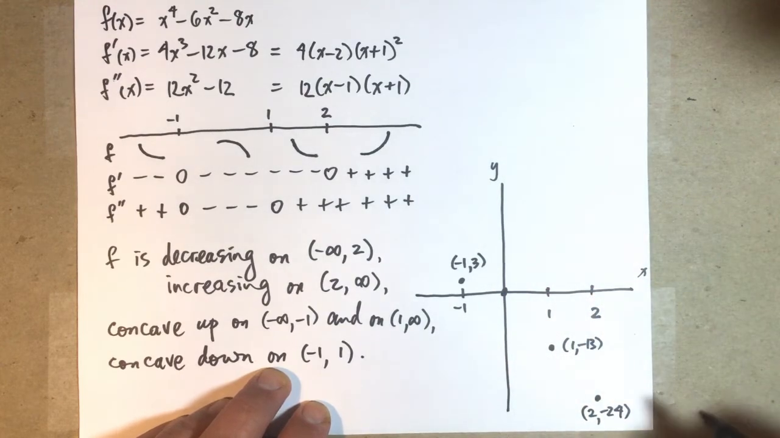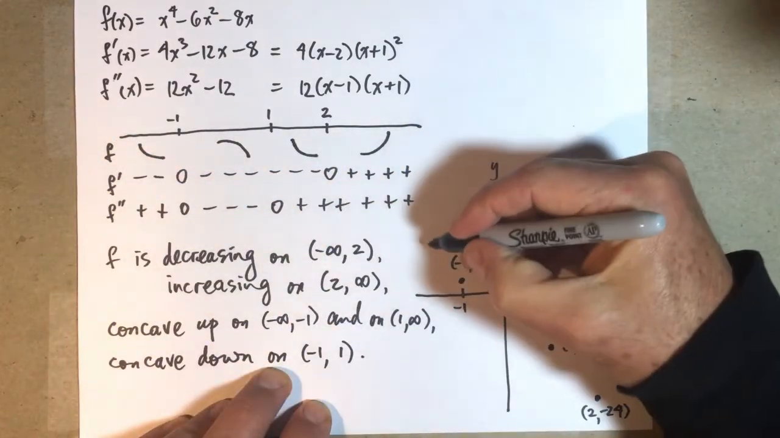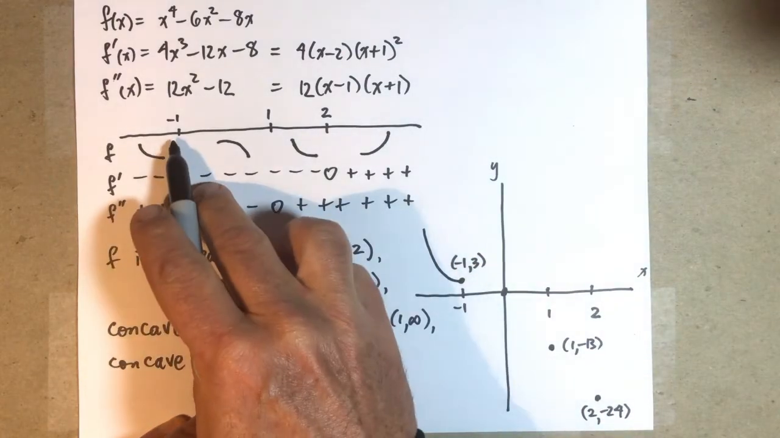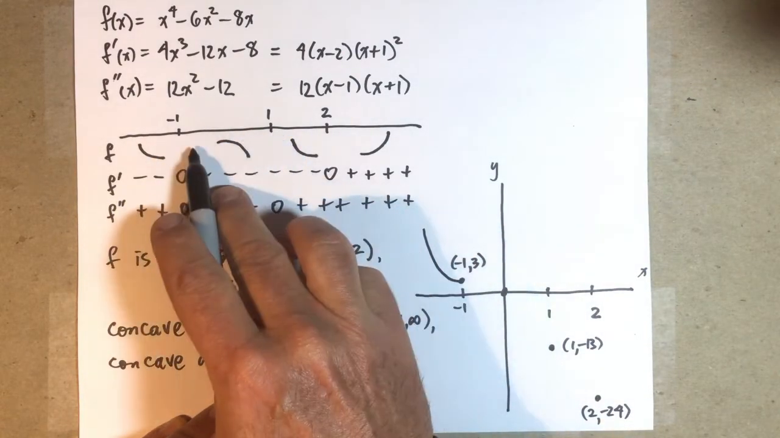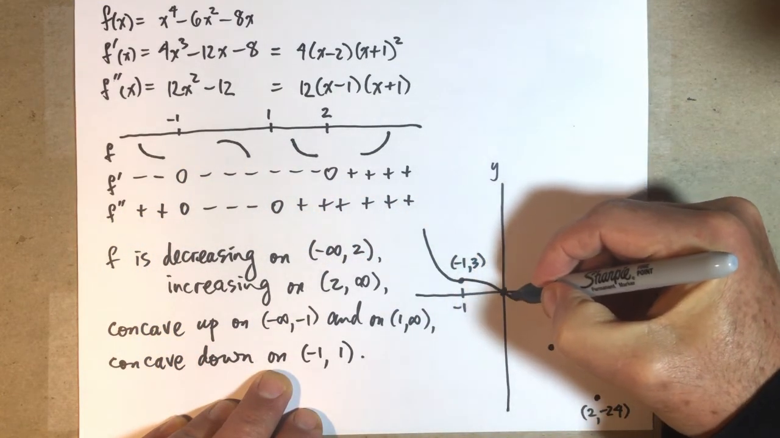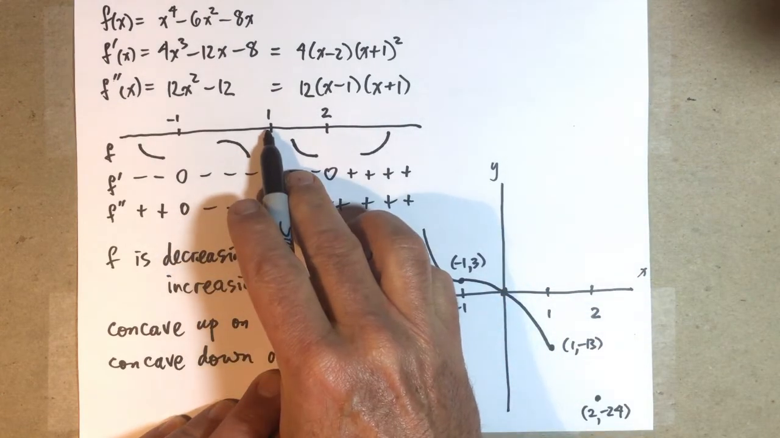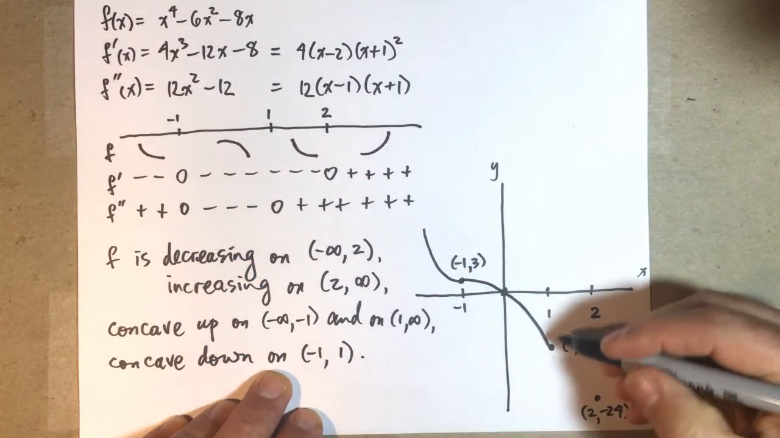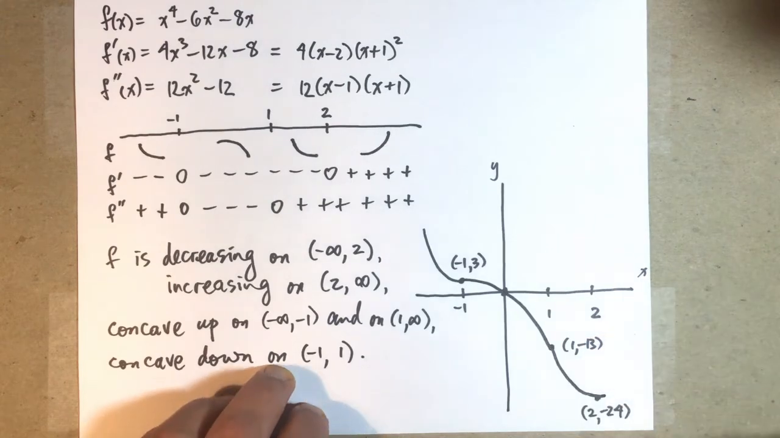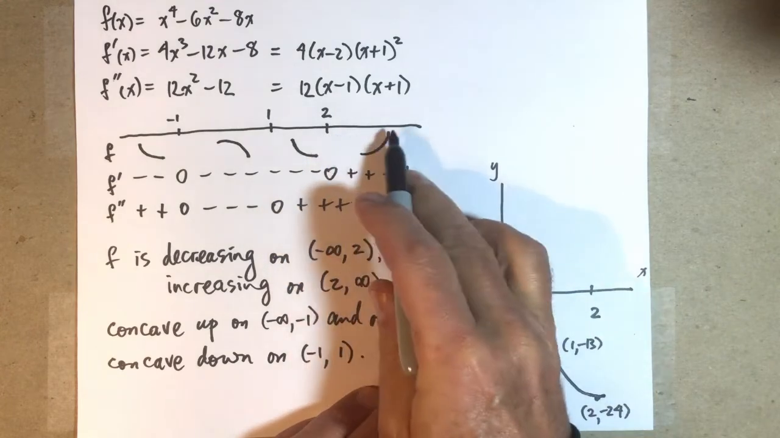To the left of negative 1, the function has this shape, decreasing concave up. Between -1 and 1, f is decreasing concave down. It also has to go through this point. From 1 to 2, f is decreasing concave up. Make the graph show that by the way I draw it. And then after 2, the graph is increasing concave up.